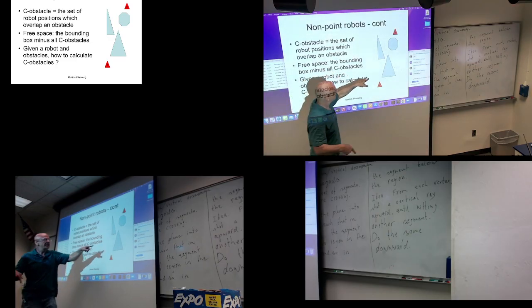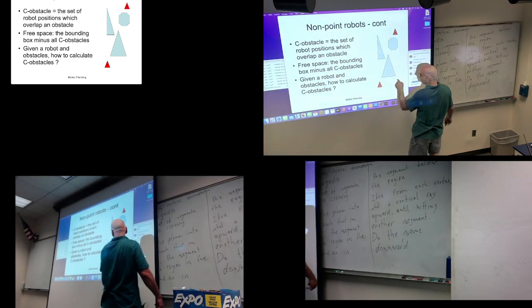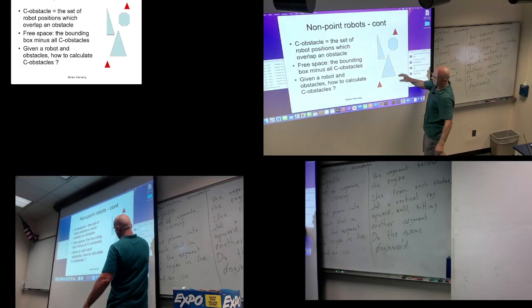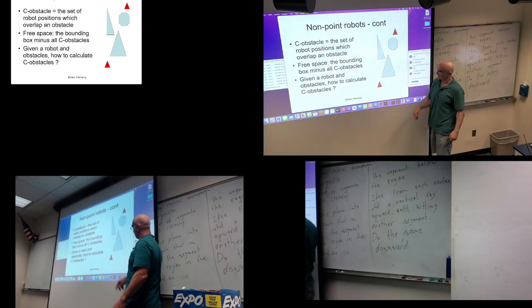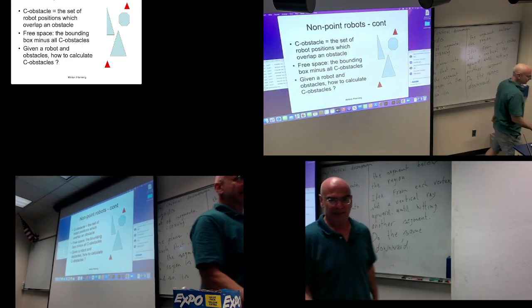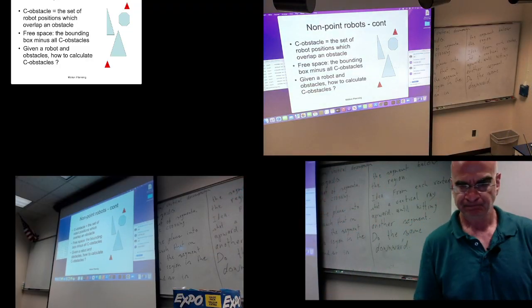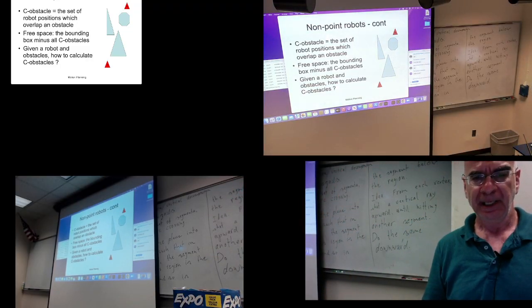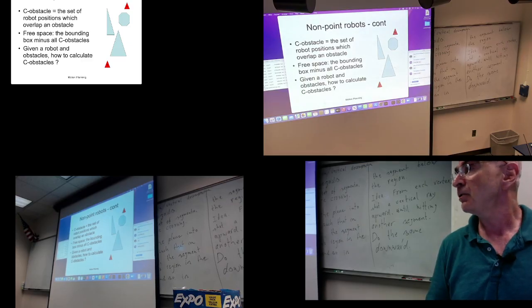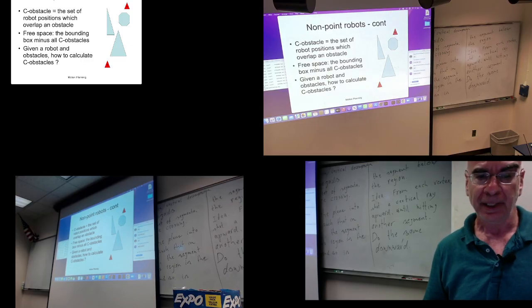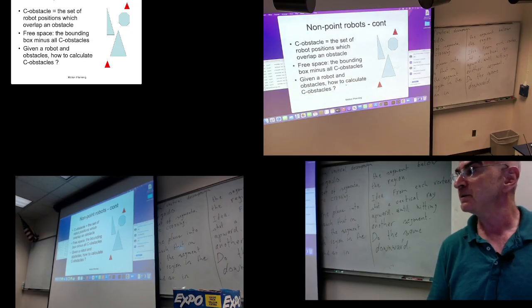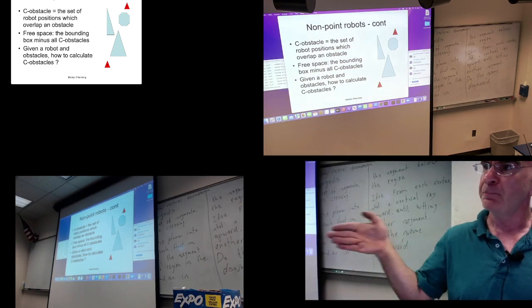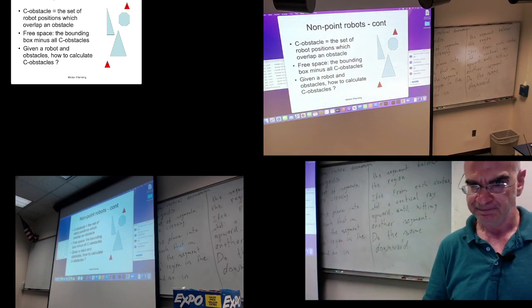Every translation of the origin of the robot that puts the robot in a place where the robot doesn't intersect any of the obstacles. And given a robot and obstacles, I need to tell you how I can calculate what these forbidden regions are. Well, that is, what is the boundary that separates the allowable world from the forbidden world?